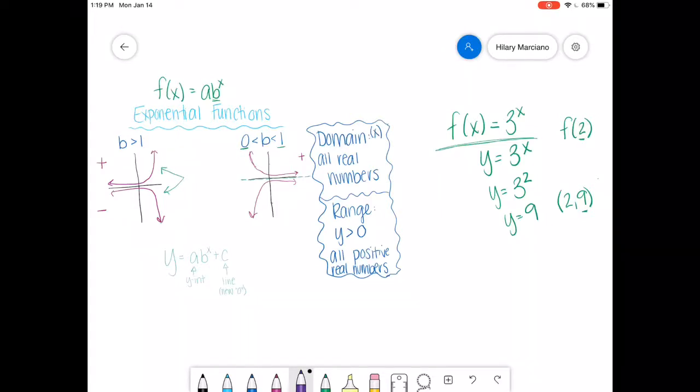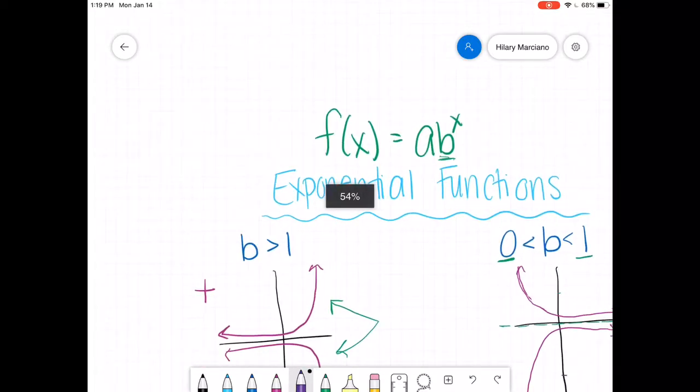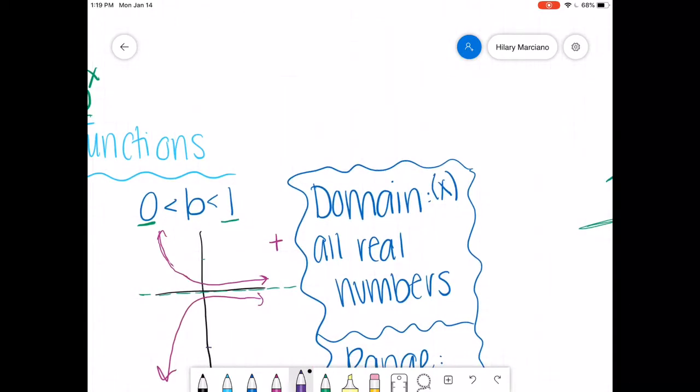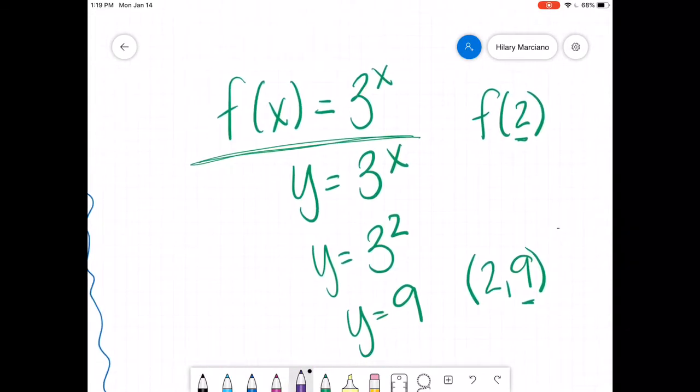Okay, so today we're going to talk about exponential functions. Looking at this up here, exponential functions are written in the form f of x equals a times b to the x, with x being our exponent. The first thing I want to talk about, we're going to move over here, is how to graph an exponential function.